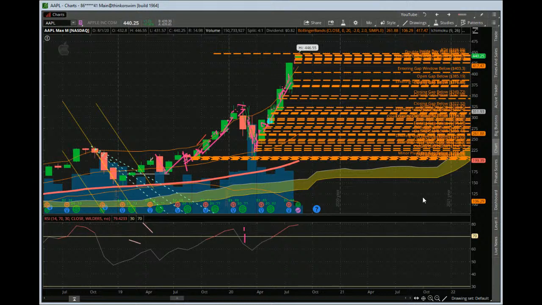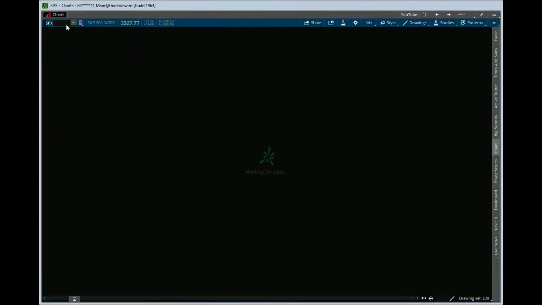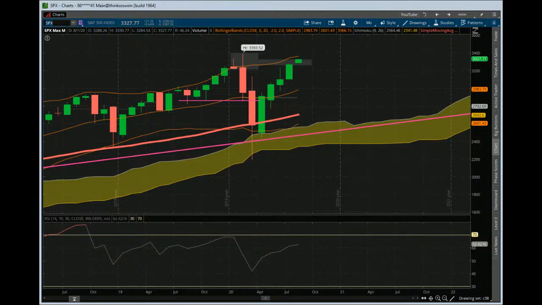So good stuff. All right, so let's take a look. Here, I had Apple pulled up for no apparent reason. Oh, because I was messing with the options. Give me one second. All right, there we go. So let's take a look at the SPX and see how that's looking today.